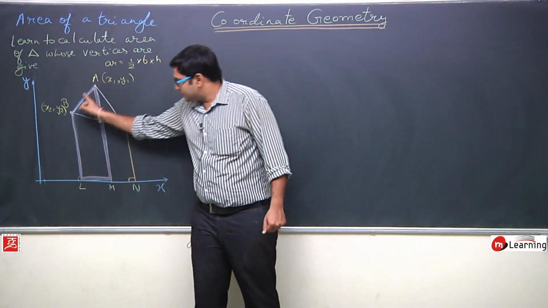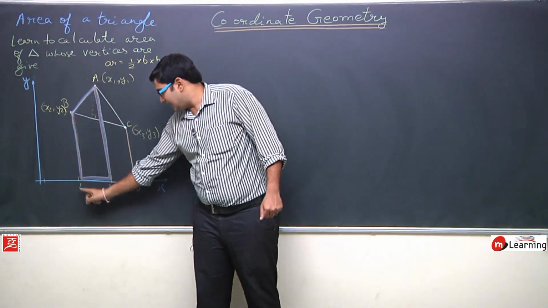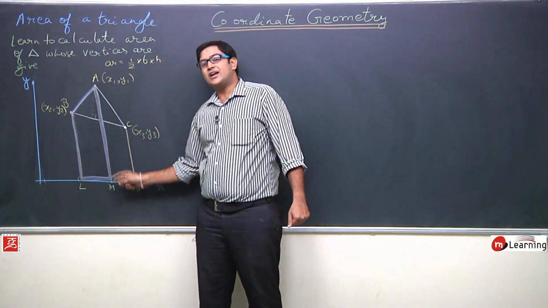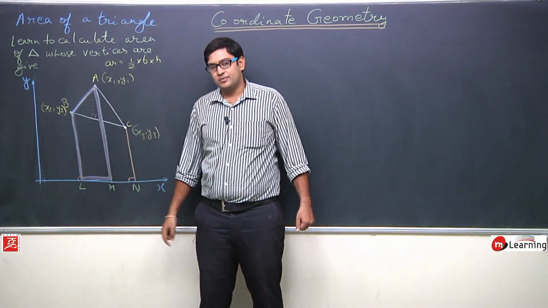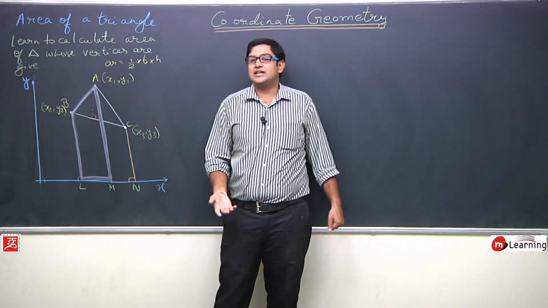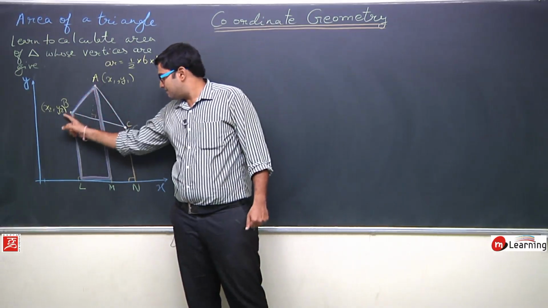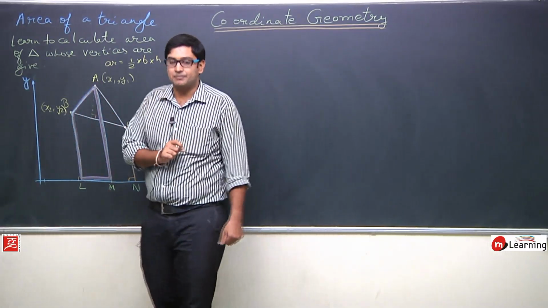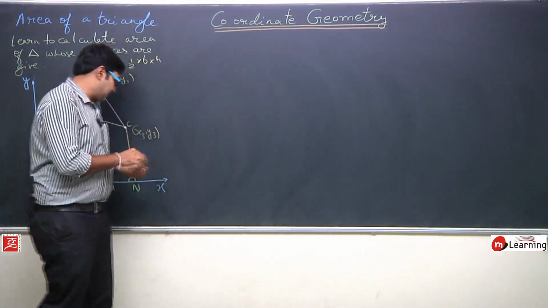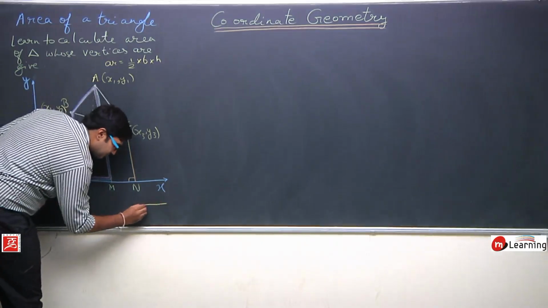So in this quadrilateral ABLM, you can see that 2 lines are non-parallel while 2 lines are parallel. So what kind of quadrilateral is it? I will say that ABLM is a trapezium. Okay, it's a trapezium. What does a trapezium look like? A trapezium is something like this.